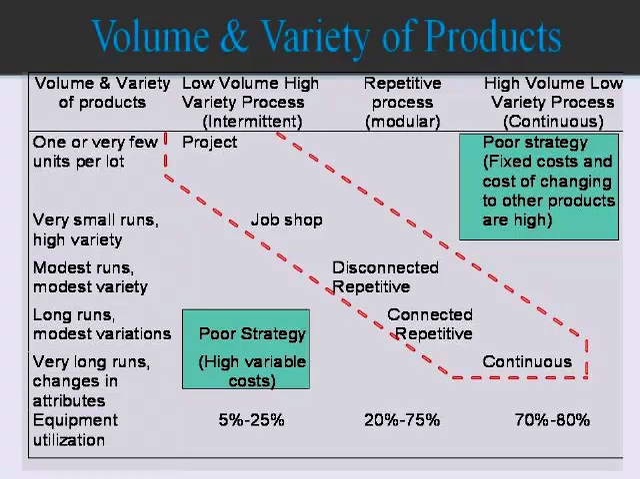On the other hand, you see the variety is very high. In this, there are one or very few units per lot. We call that low volume, high variety processes. Very high variation costs result from that. And we get flexibility that is very high, while the production volume is very less.